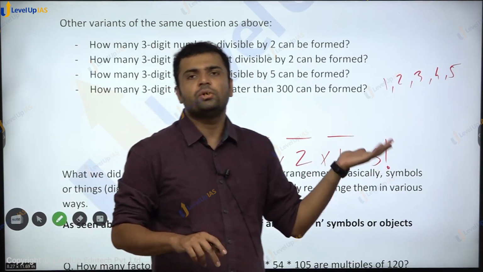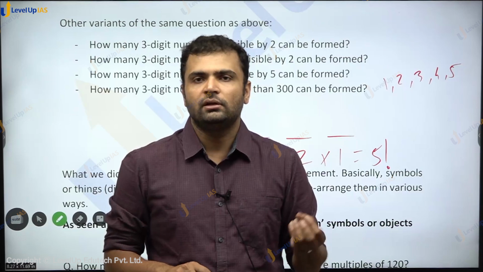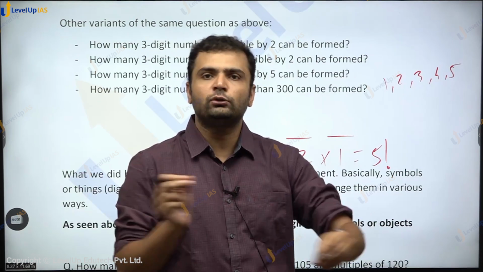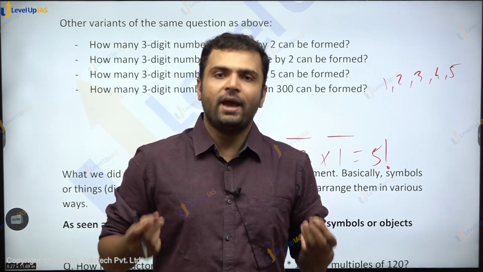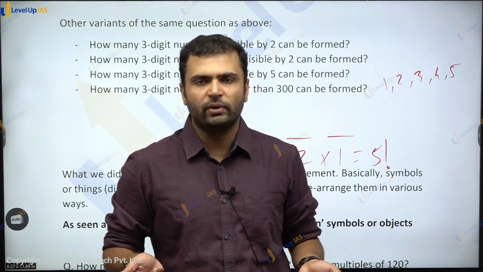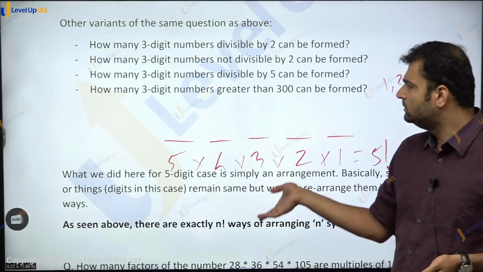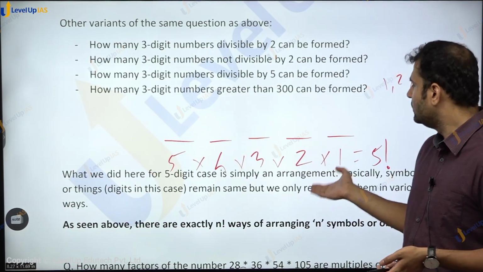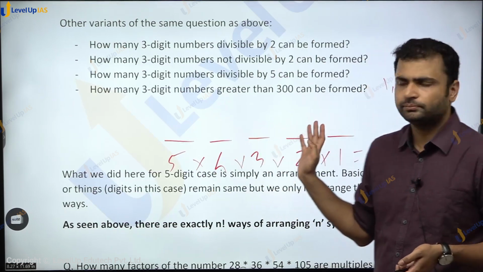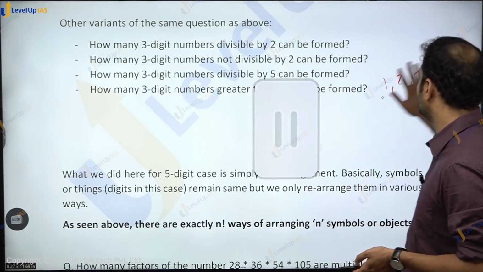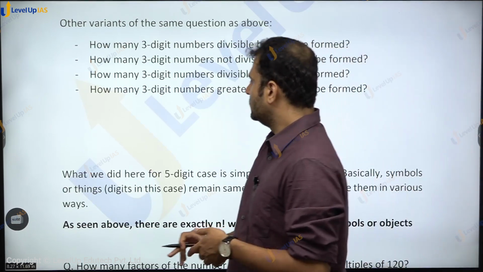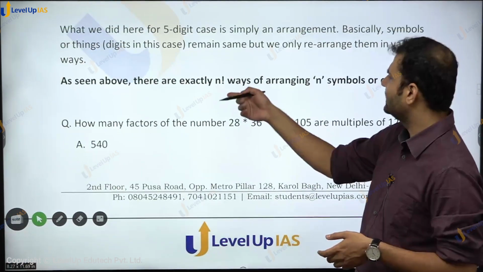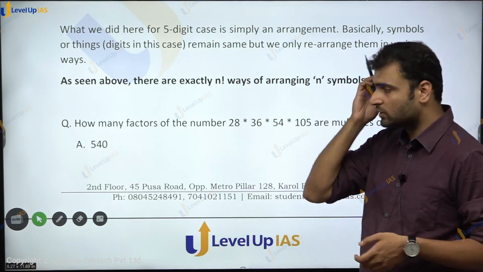5 factorial. So in general, if we have n things, n items or n digits, and we just have to rearrange them with each other, there are n factorial ways to rearrange. And how does n factorial come? It comes like this: 5 choices for first, 4 choices for second, 3 for third, 2 into 1. So this is how 5 factorial comes from the multiplication principle. As in, there are exactly n factorial ways of arranging n symbols or objects.